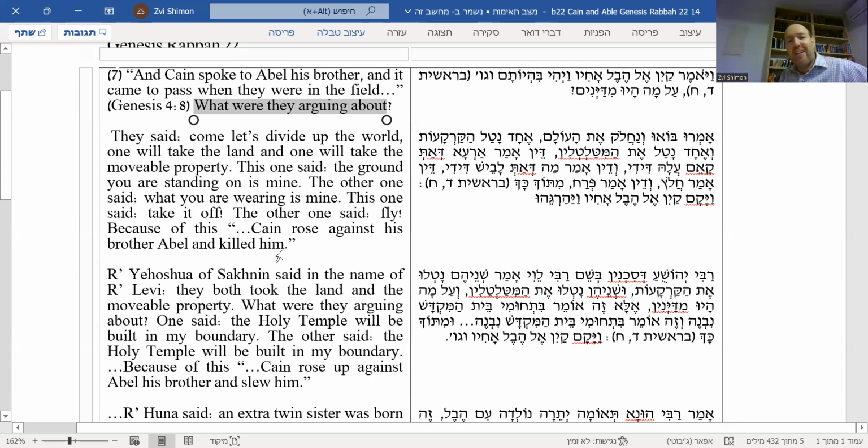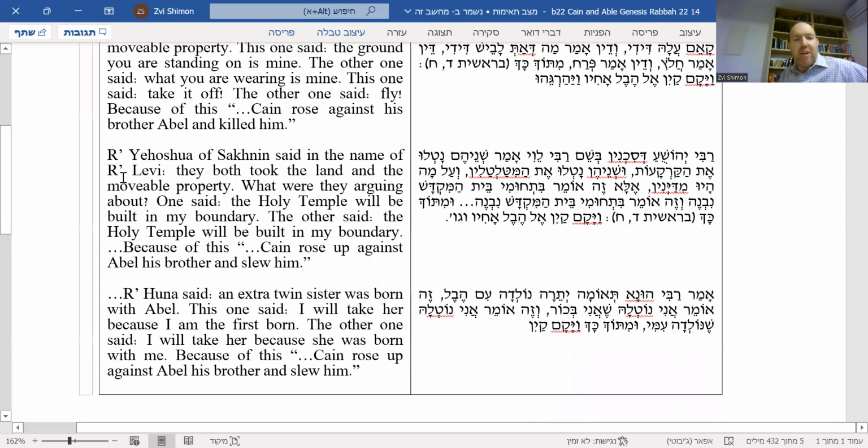So here we've got like a filling in of the missing conversation, right? And the fight was a consequence of trying to divide the treasures, right, all the wealth that they had. Second opinion is raised by Rabbi Yoshua of Sachnin, a town in the Galilee, right, which used to be a center of Jewish scholarship, right? So Rabbi Joshua of Sachnin said in the name of Rabbi Levi, they both took the land and movable property. No, that wasn't the fight.